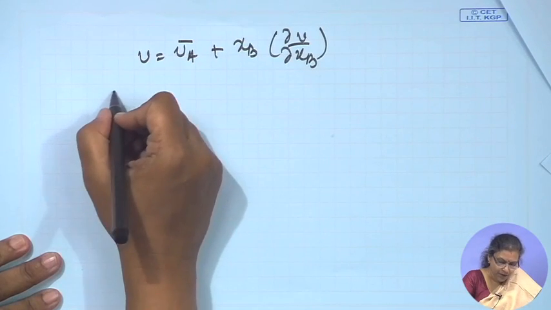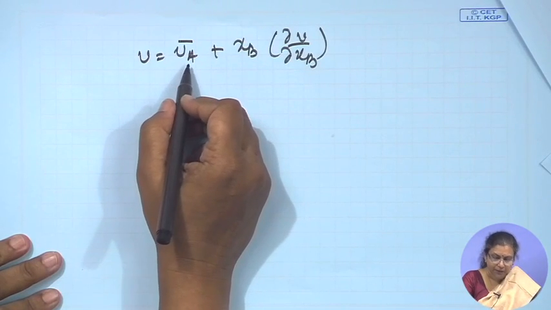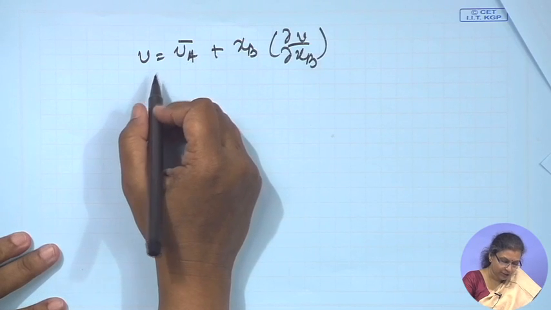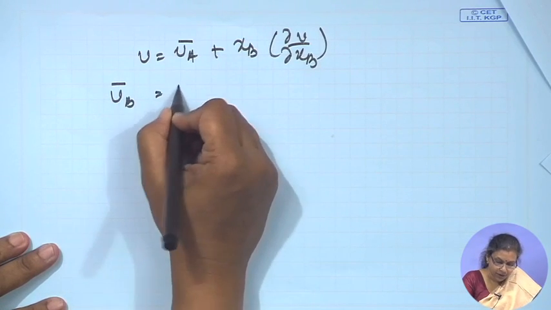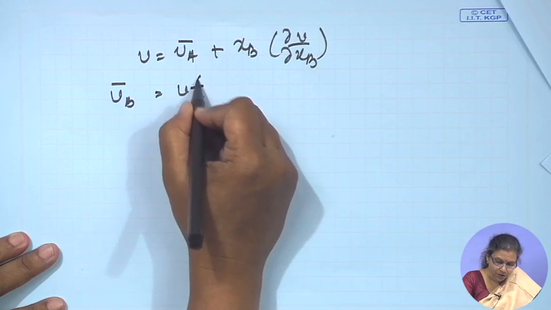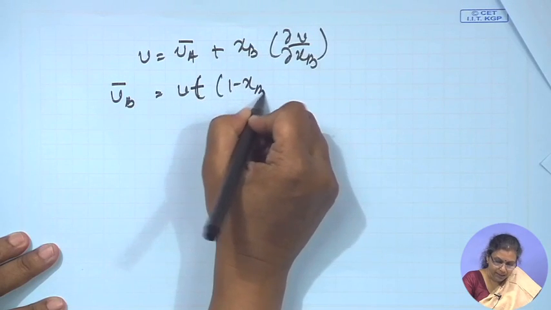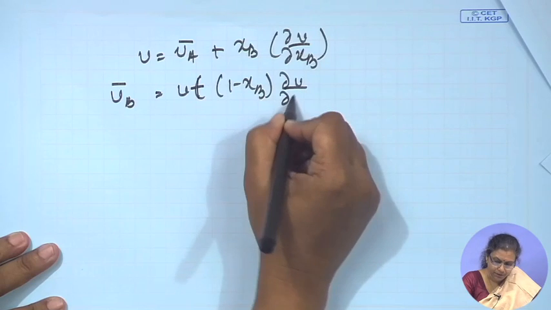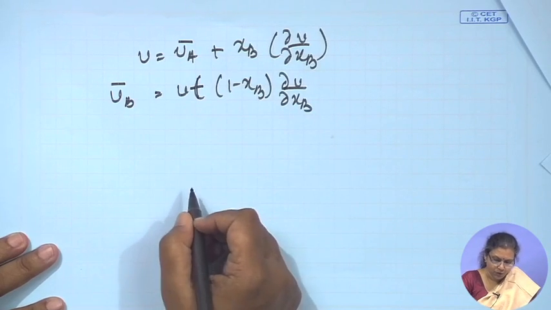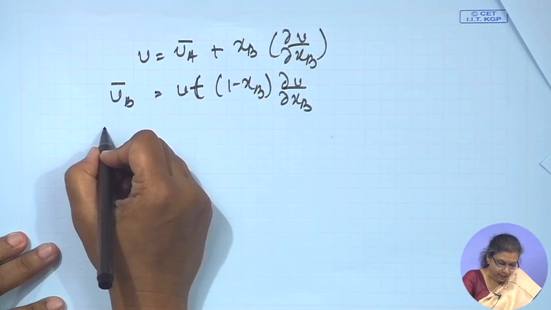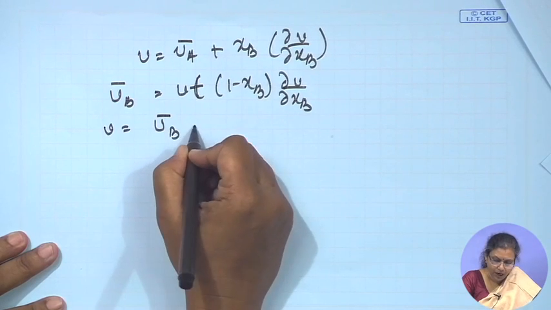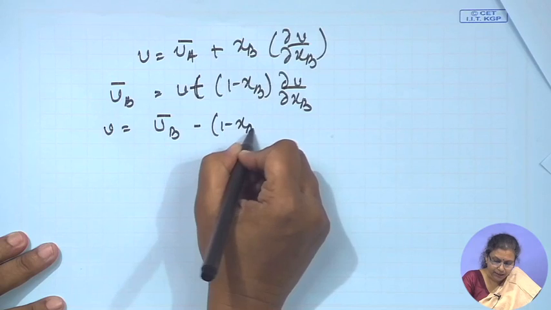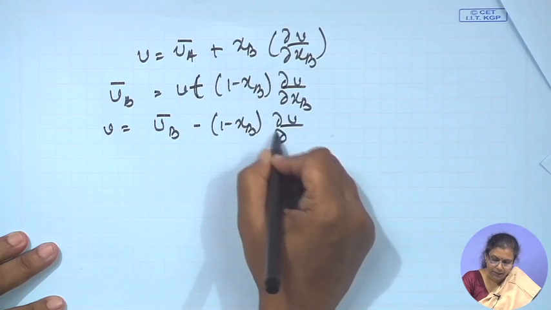In the same way, if I had started with component B and not component A, then I would have landed in an equation as Vb bar equals V plus 1 minus xb del V del xb, from where I know this V would have been equal to Vb bar minus 1 minus xb del V del xb.